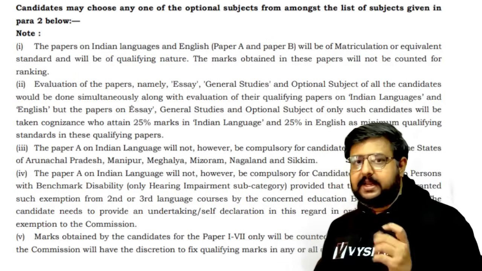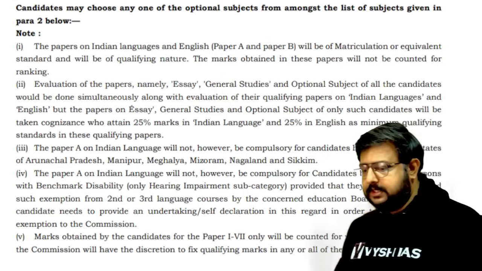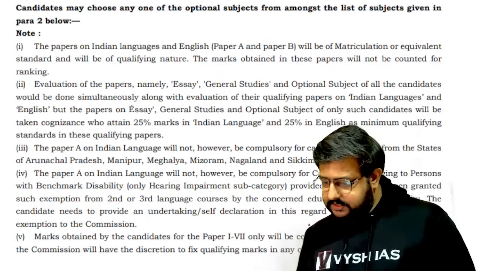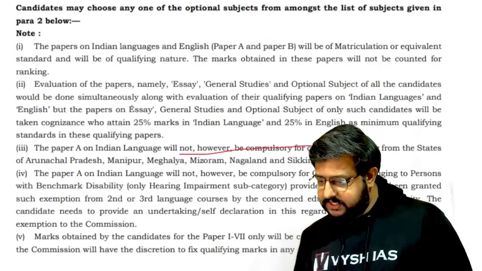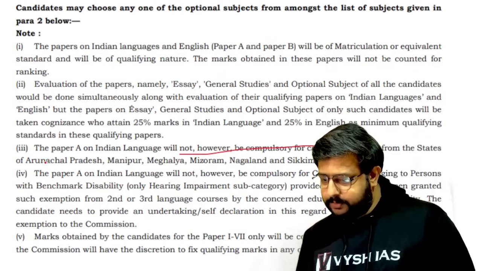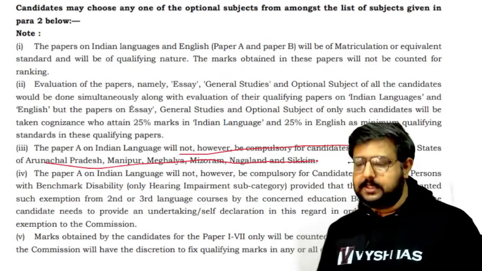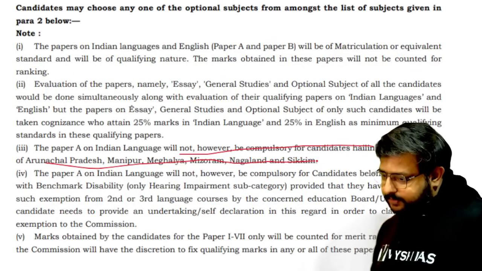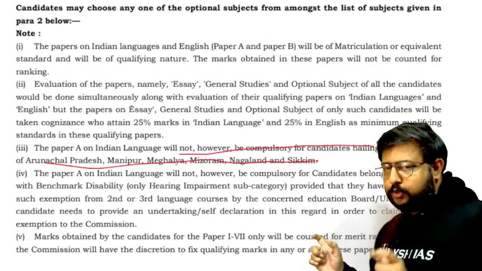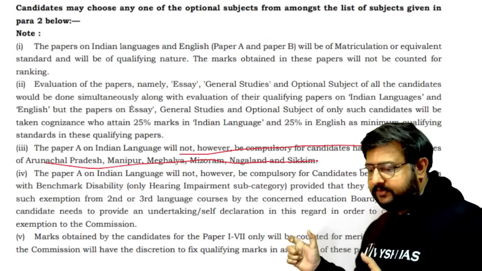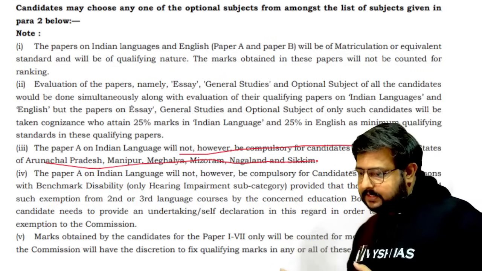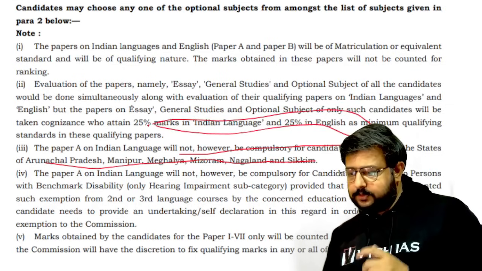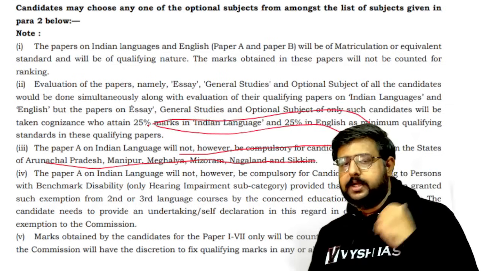And for paper A and paper B, language papers and all, there are some things given here, okay, which will not be compulsory for certain students. If you see here, not compulsory for candidates from the states of Arunachal, Manipur, Meghalaya, Mizoram, Nagaland and Sikkim. If you are from these states, paper A on Indian language is not compulsory for you. Okay, so you should read that. These are special things, it's not applicable for everyone, so such people should know about this. Okay, and then 25% I told you, 25% in Indian language, 25% in English. There are no marks for these, they will not tell you now. There will be a cutoff which comes later.